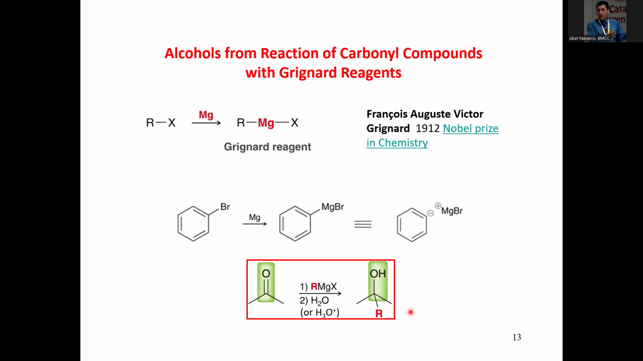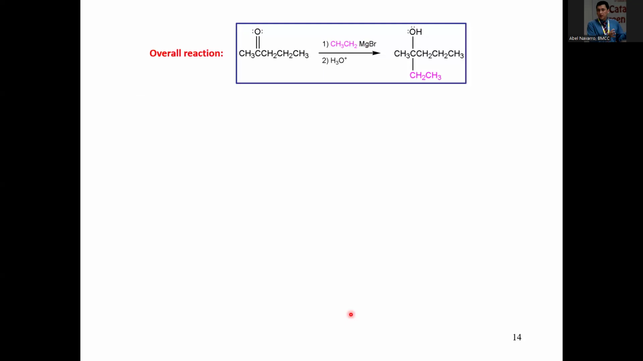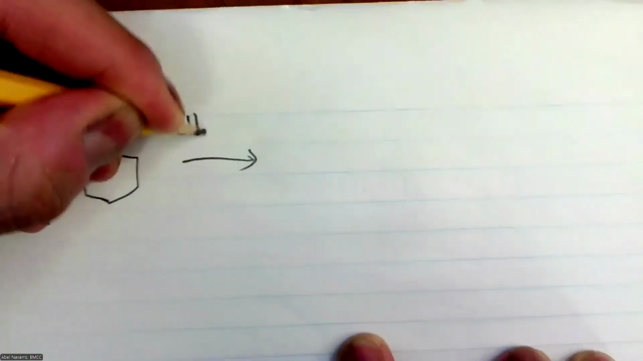That's how you use the Grignard reagent. First, you use a Grignard. Second, you use acid and water. Let's do it with a hands-on approach, the way you know I prefer to do reactions. So how do they work? If I have cyclohexanone and I use Grignard, let's say methyl Grignard, step 1, and step 2 is acid.